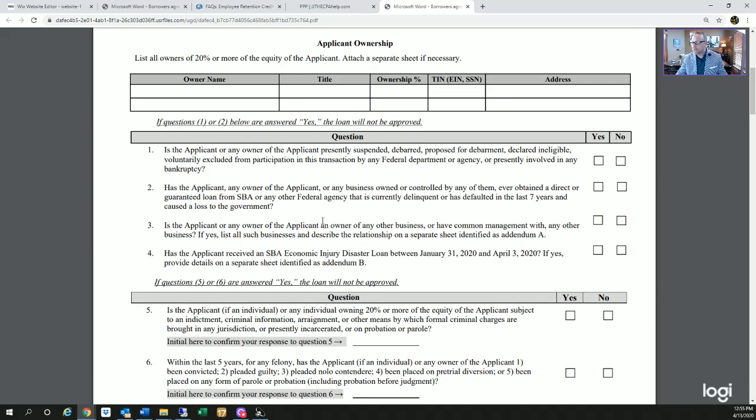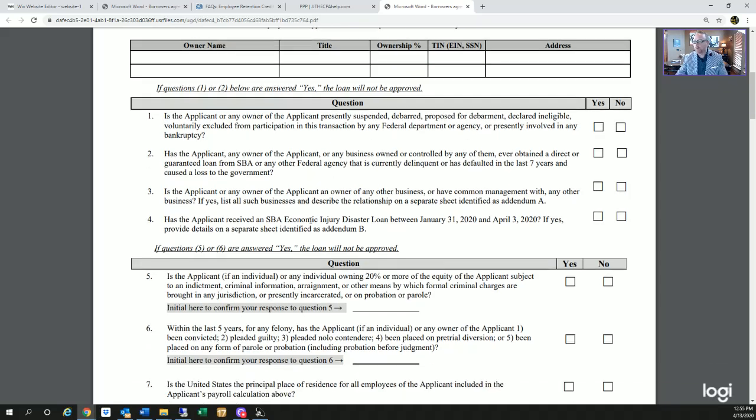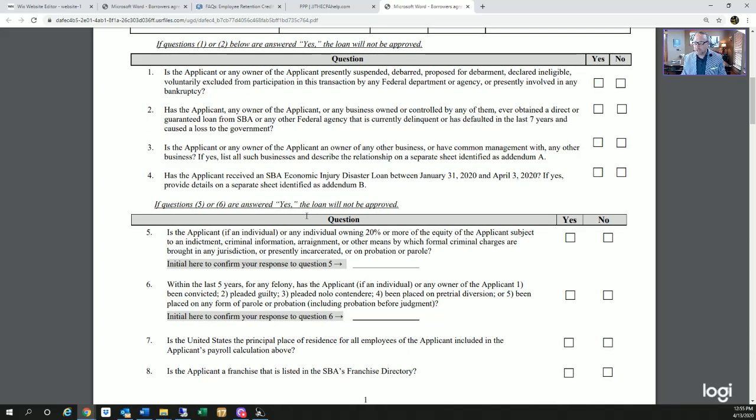Okay. Have you been suspended, disbarred? Have you been in trouble? Yes or no? Okay. Has the applicant had anything happen in the last 7 years where there's been a default? Yes or no? Okay. No. Okay. For most people, is the applicant an owner in any other business? The answer is no, unless the other business has employees. That's the only reason they care about this.